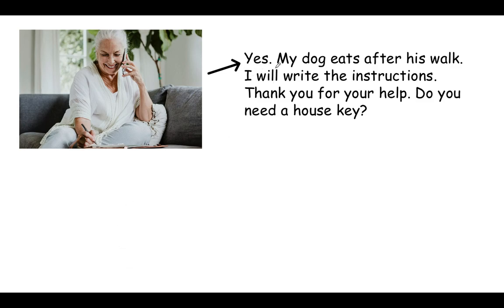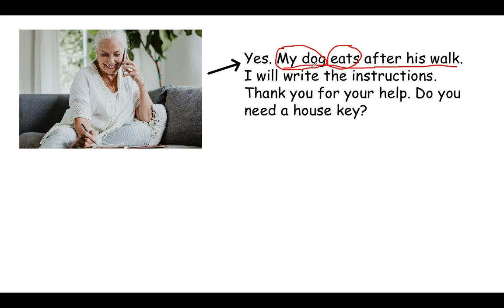And the neighbor says, yes, my dog eats after his walk. So we have the subject, which is my dog, and we have the verb, which is eats. We know that this is simple present tense, right? Because my dog is, it. She says his, so I guess we could say he. And we know that we use the simple present verb, which is eat, but we have to put an S at the end because we used a he as our subject. It's a he. So we say he eats, or my dog eats after his walk.